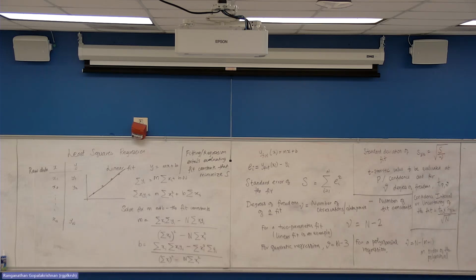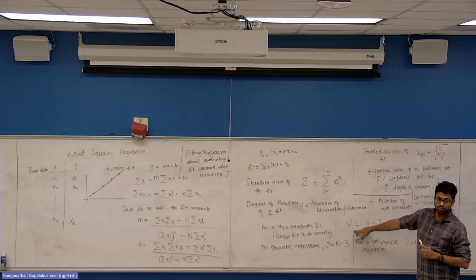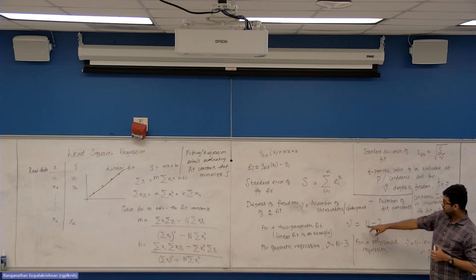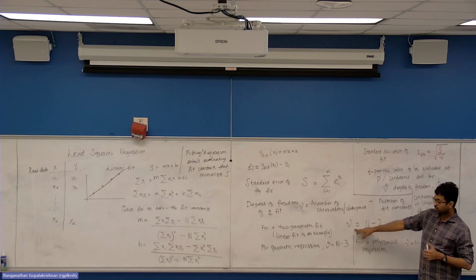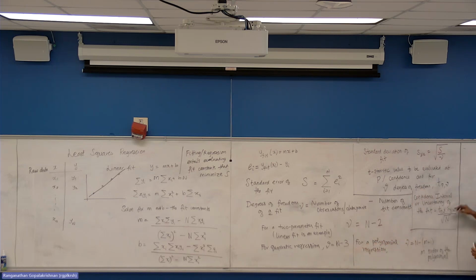I'll wait for one more person, since people are intently writing. Yeah, for the mu with the Greek letter mu, are they the same mu, or is the one for the quadratic different? Is that stating that it's for quadratic, or is that for any mu? This is for any mu.